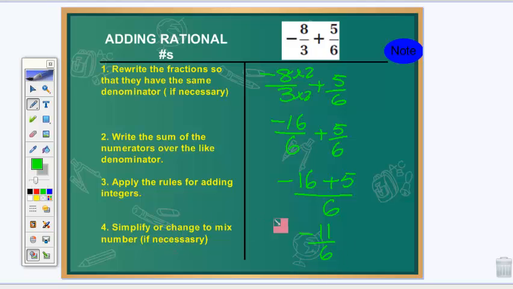Now sometimes we might have to simplify or change it back to a mixed number. In this case, there's no need to simplify it, but we do need to change it back to a mixed number. Remember, we do 11 divided by 6. 6 goes into 11 one time, with remainder 5. So we will read it as 1 and 5 sixths. Remember, we read it clockwise: 1 and 5 sixths. So this will be negative 1 and 5 sixths. Please do not forget the negative.